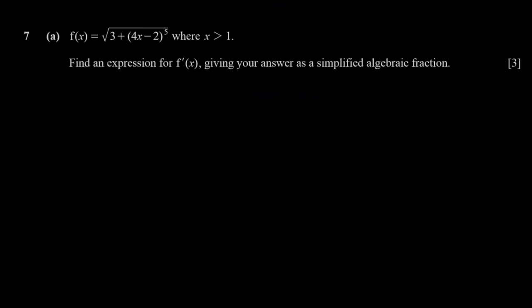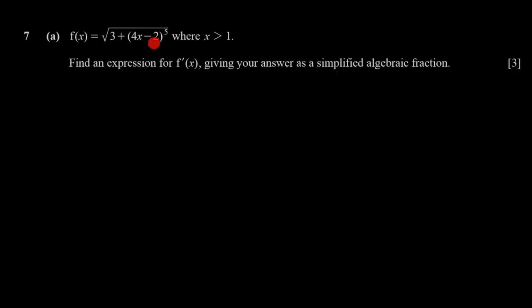Okay, then here we are in question 7, part A. We've got a function f of x, which is defined as this thing. We want to find an expression for f prime x, giving our answer as a simplified algebraic fraction. Now, this thing looks extremely complicated, but really it is a chain rule within a chain rule. Okay. Now, when do we use the chain rule? We use a chain rule when we've got one function inside of another function. So let me try to explain that here.